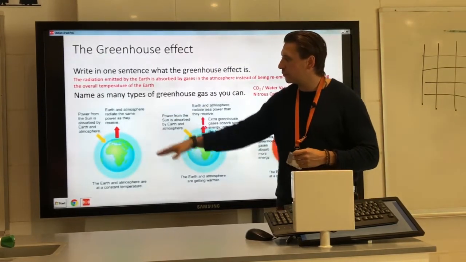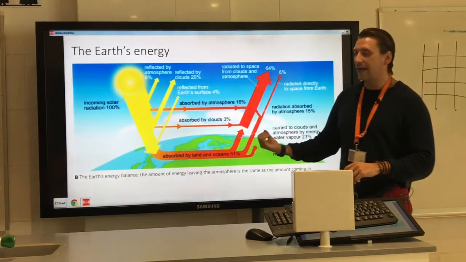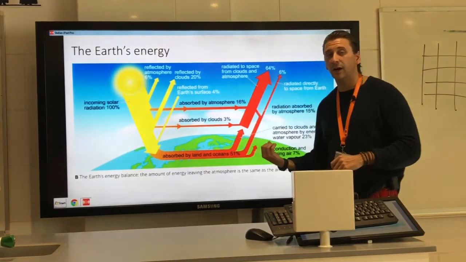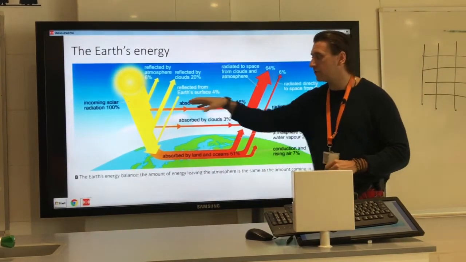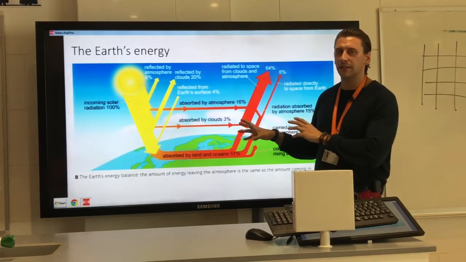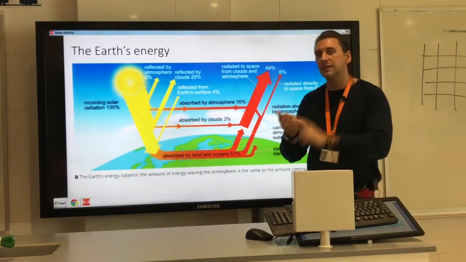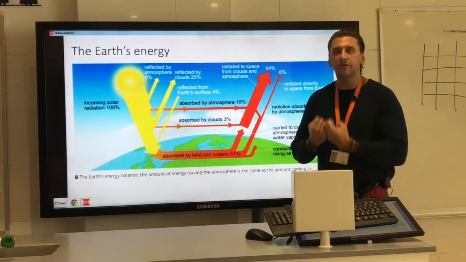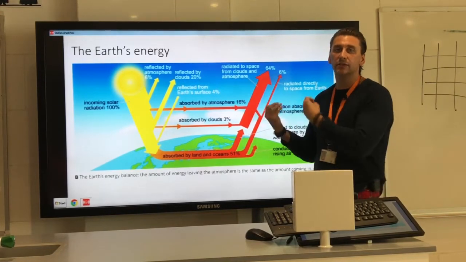Now this is an image of what should be happening. Every single day we take in energy from the sun, so we absorb radiation from the sun. Different parts of the atmosphere, clouds and the surface, take different amounts and different parts, but we don't need to look at that specifically. We absorb infrared radiation as well as light and other things. But infrared radiation is the temperature and the heat energy absorbed by the Earth every single day.